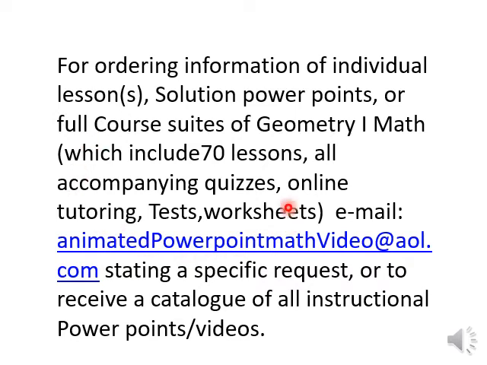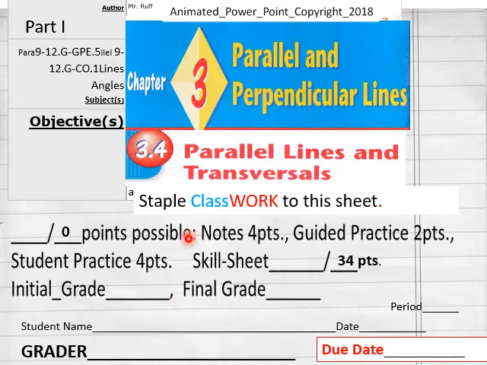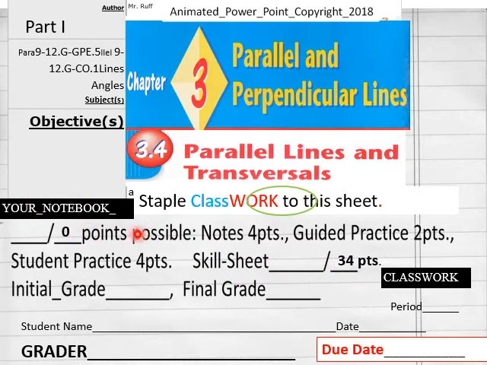Hello everybody, it's Geometry 1 Math. We're going to do 3.4 Part 1, parallel lines and transversals. Here are the standards. And we have a 34-point skill sheet for this lesson. We have 0 points of notebook taking here.